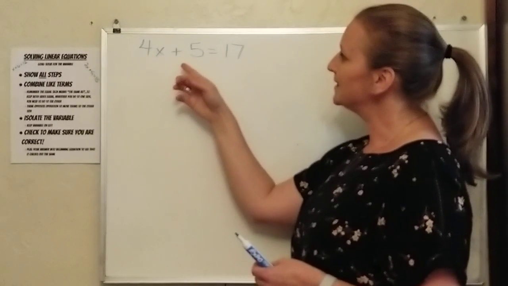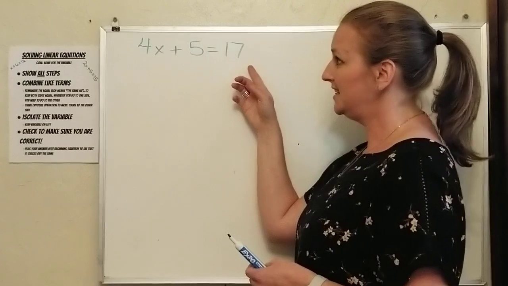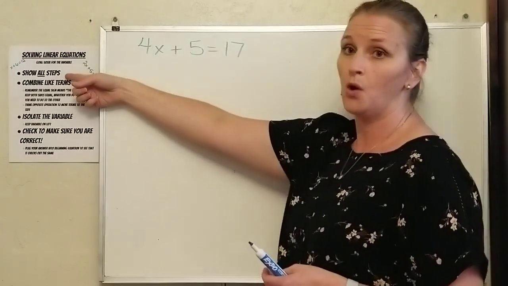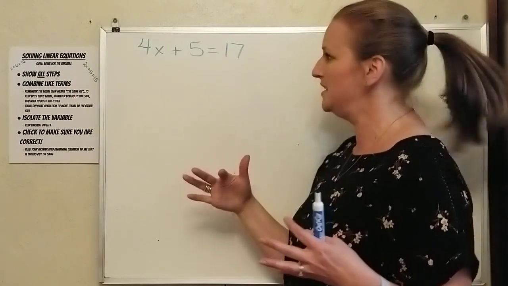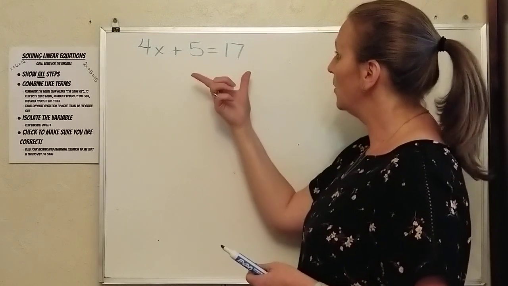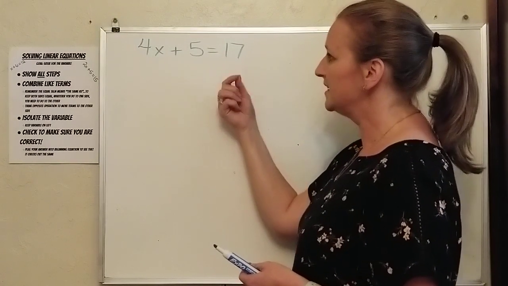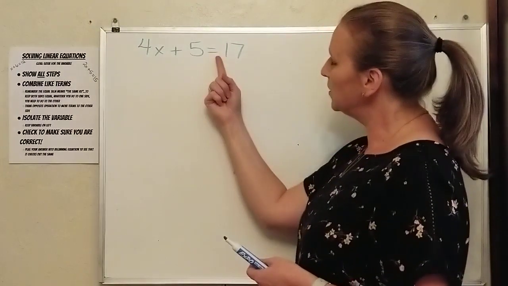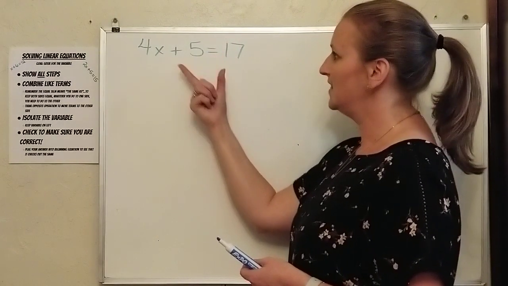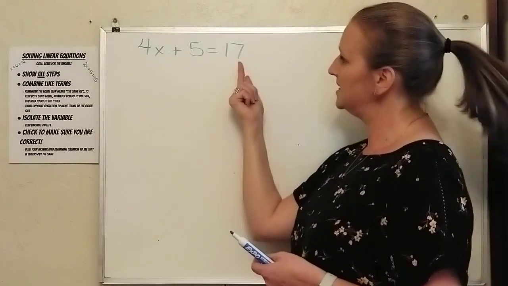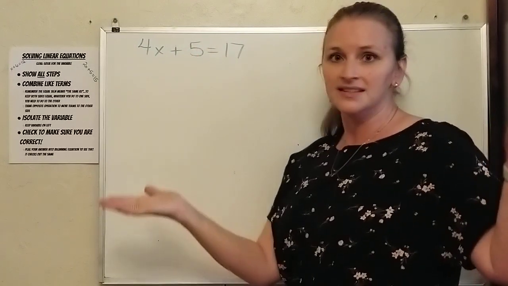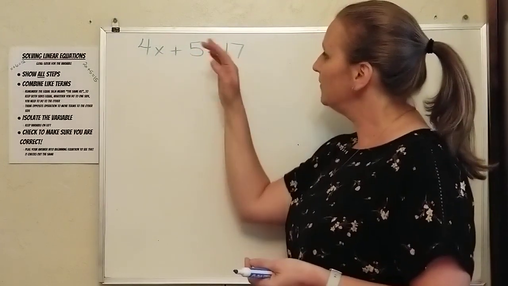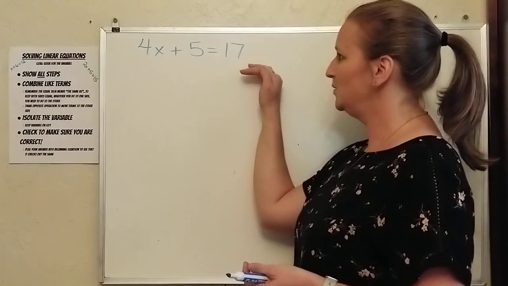We have 4x plus 5 equals 17. As I'm solving, I want to show all steps to make sure that I'm not missing anything. I want to always start with combining like terms. And I want to think that the equal sign means the same as, that this side is the same as this side, and they are balanced like a teeter-totter. And so whatever I do to one side, I need to always do to the other.